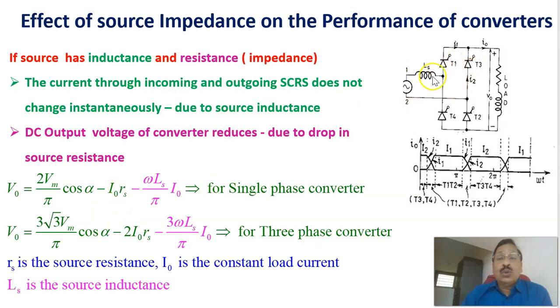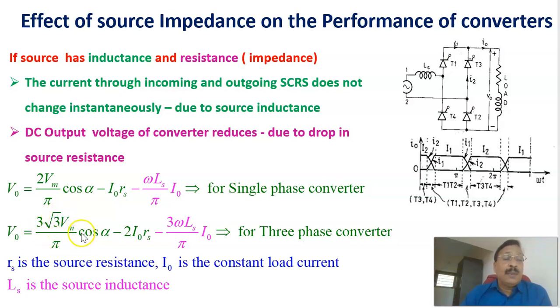And because of the source inductance Ls, there will be a drop equal to omega Ls divided by pi into I naught. We'll be deriving this equation in the coming slides. Therefore, there will be a reduction in output voltage because of the source resistance as well as the source inductance. In three phase also, we'll be deriving it later in the presentation.